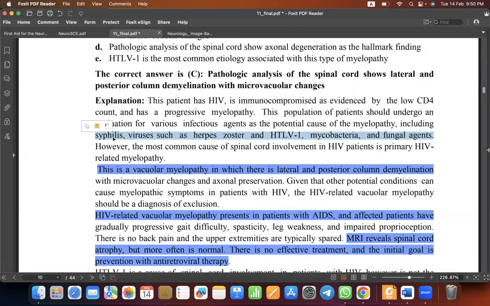There could be human T-cell lymphotropic virus. There could be mycobacterium. Okay, there could be fungus as well. But the issue is that the most common spinal cord involvement in HIV, particularly HIV itself, is a vacuolar myelopathy. They will involve the lateral posterior column demyelination, having the microvascular changes with axonal preservation. They will not involve the axon, okay? So it is microvascular changes that we are dealing with.